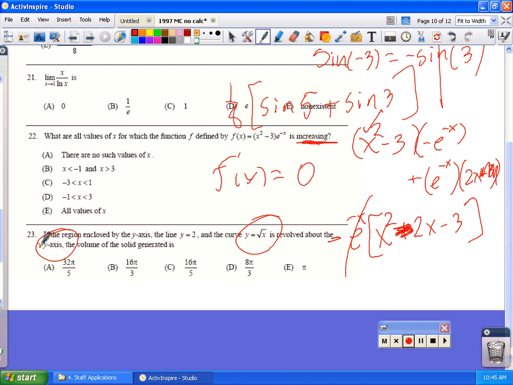What are we revolving around? Y-axis. When you revolve around the y-axis, you're in terms of y. That means your bounds are in terms of y, your radius is in terms of y, and you have dy. Everything is in terms of y. Did you get it right? Because this is very recent stuff. What number are we on? 24. We're almost done.